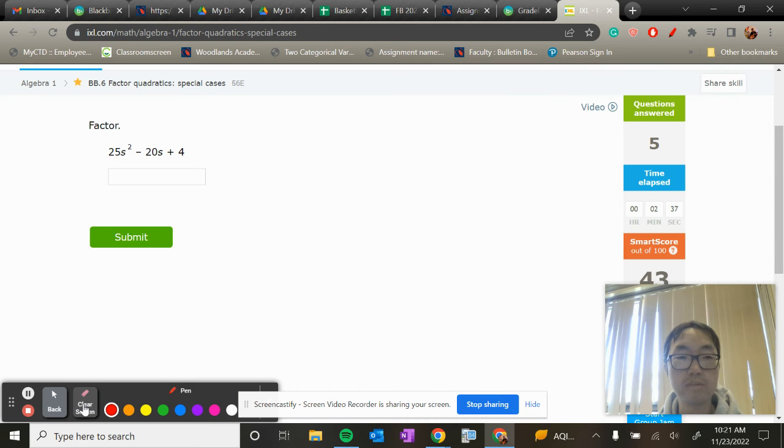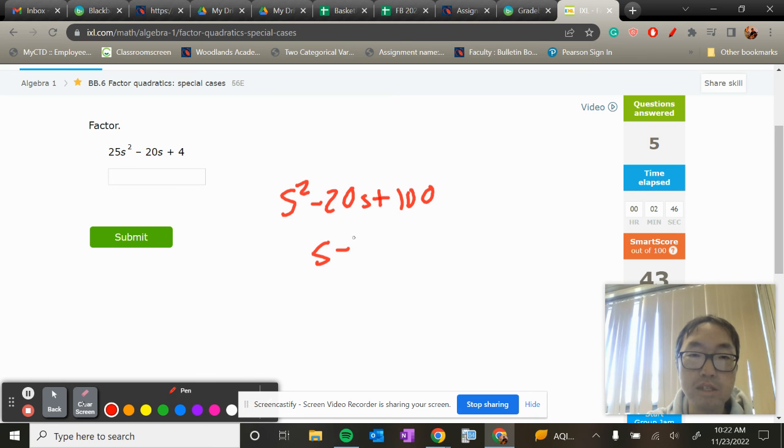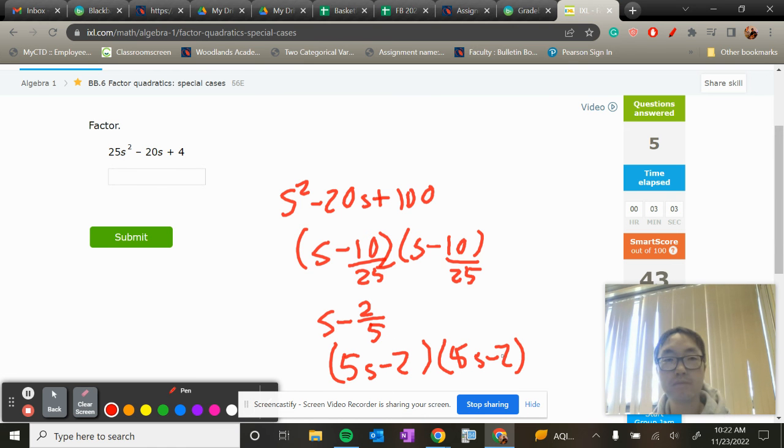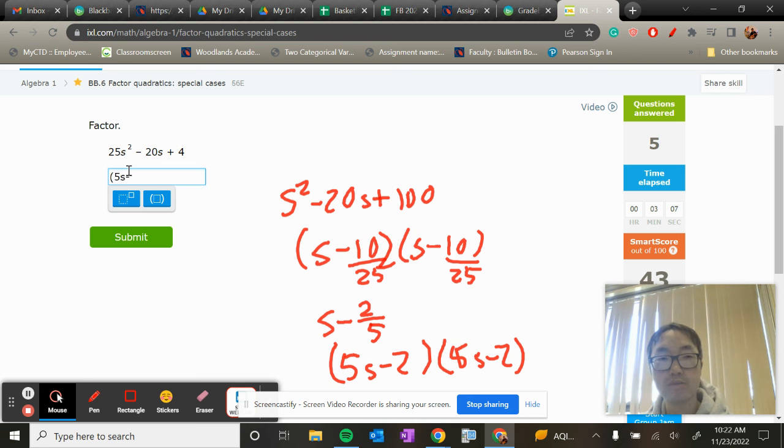Once again here, I'm going to use the bottoms up. I'm going to do it a little faster this time. So s squared minus 20s plus 100, s minus 10 squared. Divide both by 25. Simplify the fraction. So 5s minus 2, two of them. That's a fast way of doing the bottoms up. Accelerated.